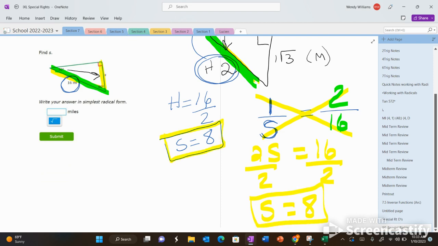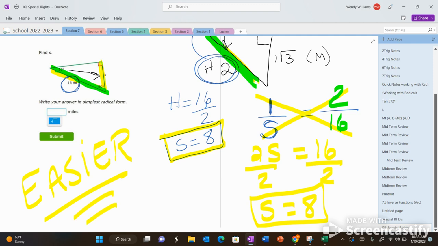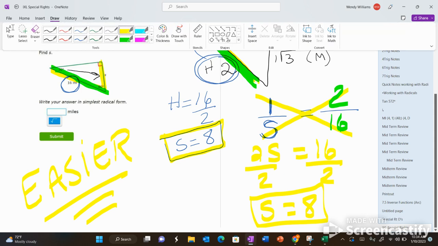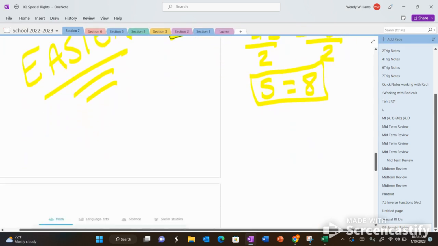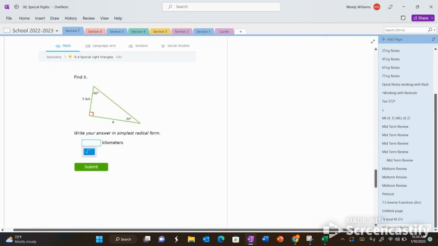They call these special right triangles because actually, if you don't give up and you practice, they become easier than anything you're going to do. But because you've never seen anything like it before, it seems very difficult. It is not difficult. It is actually pretty easy. So don't give up on yourself. Just because it looks odd, don't give up and say you can't do it. All right, let's look at another one.